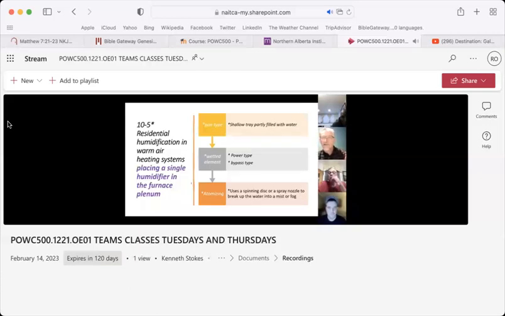Warm air heating systems, placing a single humidifier in the furnace plenum could be a pan type. This is a shallow tray partly filled with water. We have two wetted element types, a power type and a bypass type. And the atomizing type uses a spinning disc or a spray nozzle to break the water into a mist or a fog.